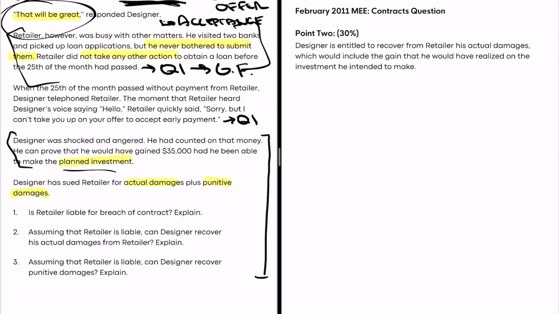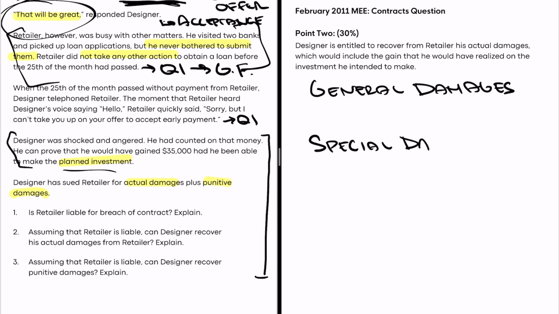Here, for point number 2, the bar examiners were looking for examinees to conclude that designer is entitled to recover from retailer his actual damages, which would include the gain that he would have realized on the investment he intended to make. So again, if we're thinking about actual damages, we already kind of talked about this. Actual damages or compensatory damages consists of both general damages and special damages.